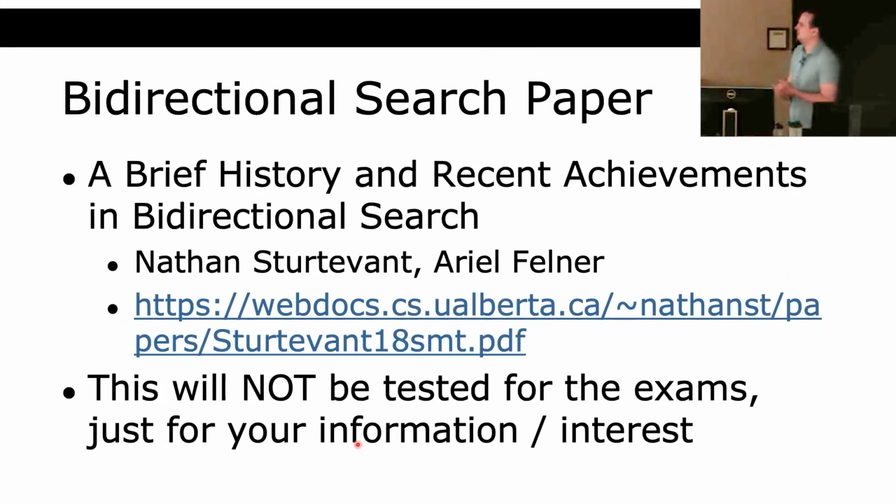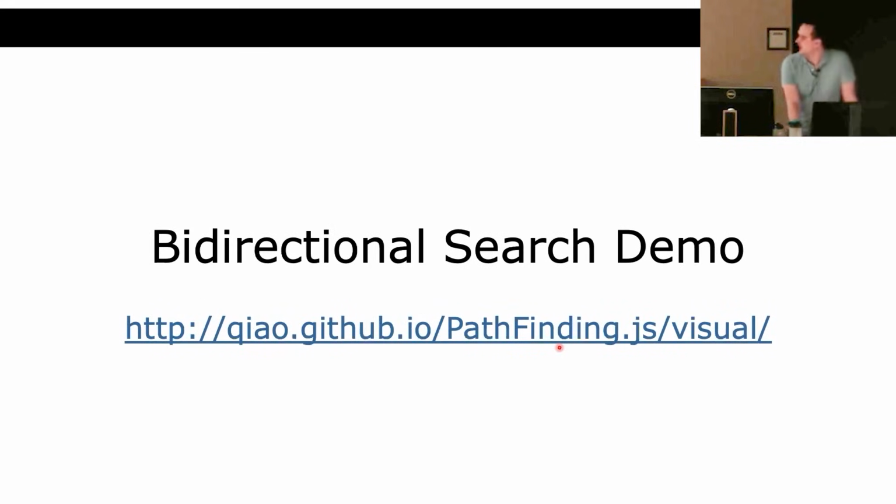If you are a grad student, you might be interested in this sort of thing. Nathan Sturtevant and Ariel Felner, they're both colleagues of mine. They are the world experts on bidirectional search. This paper has some very interesting properties of bidirectional search. I will not be putting this on the tests or on the exams. It's just, hey, if you're interested, here's a bunch of theory about bidirectional search that I'm not going to go into. Here's another website that has a really cool bidirectional search demo that you can look at if you want to.